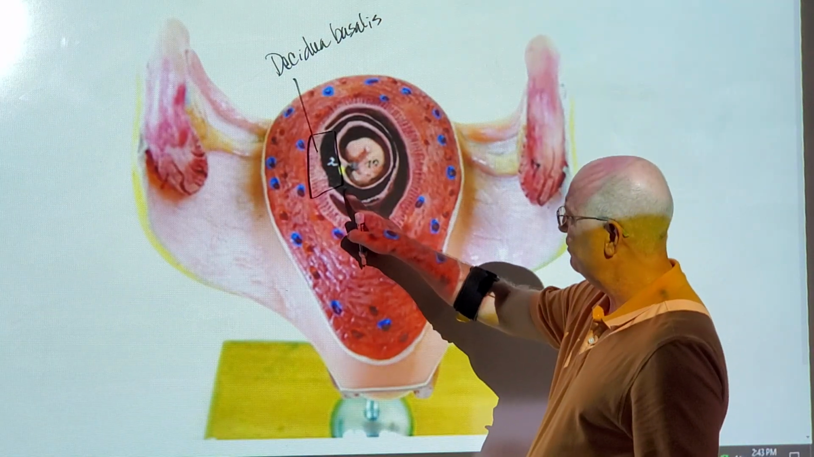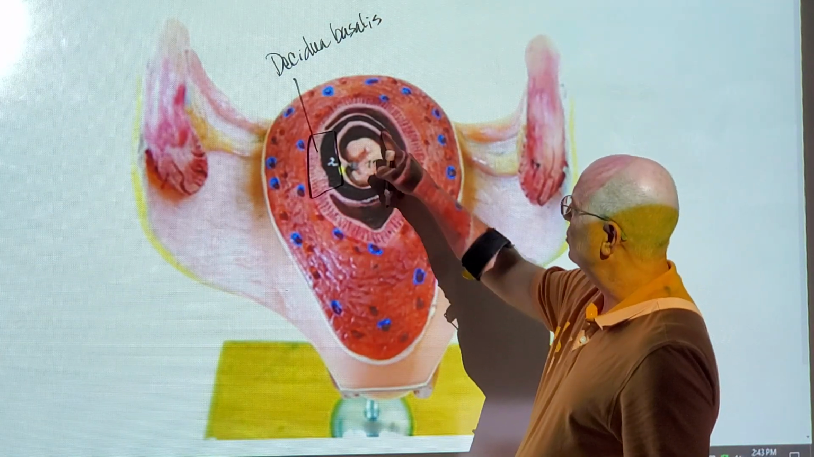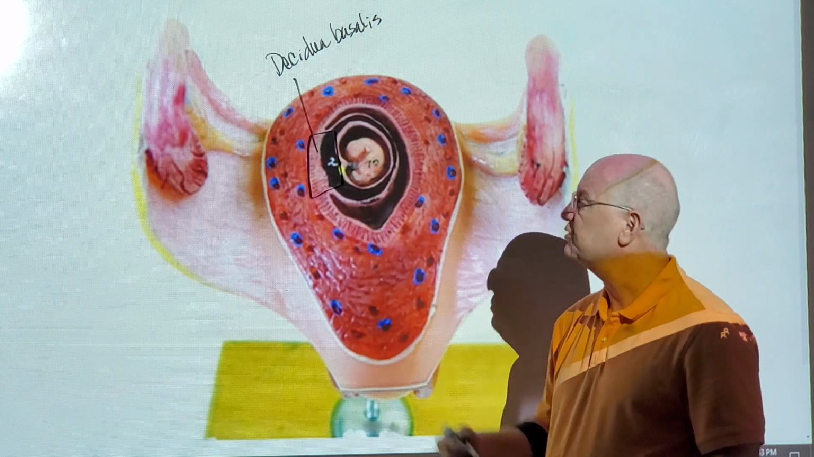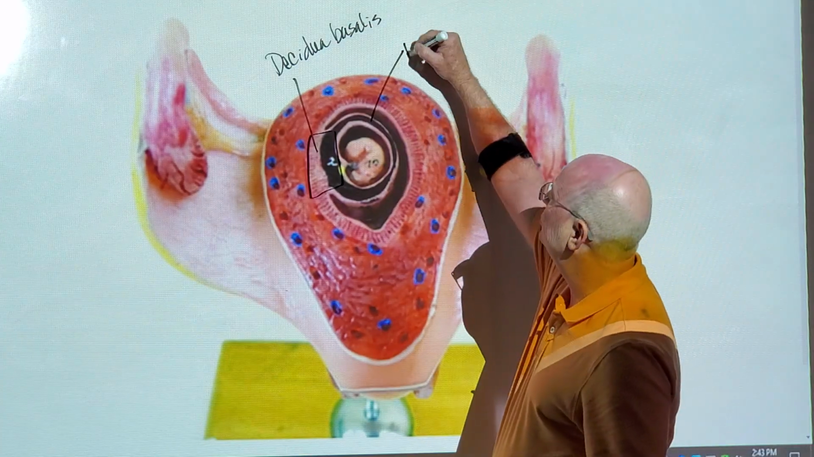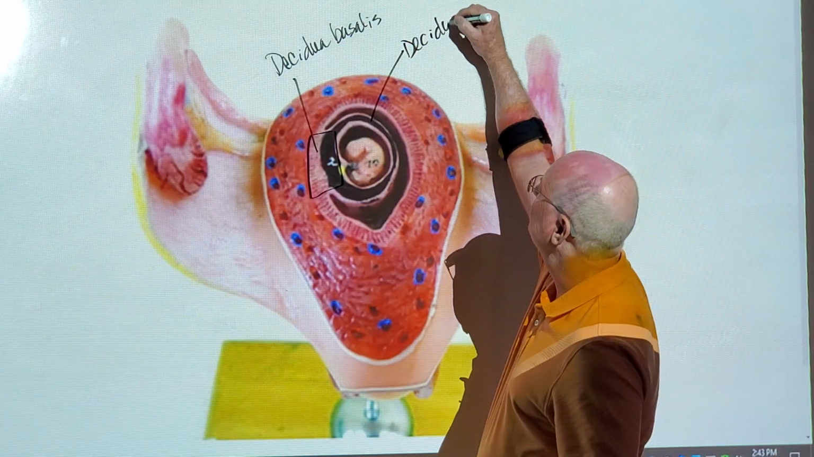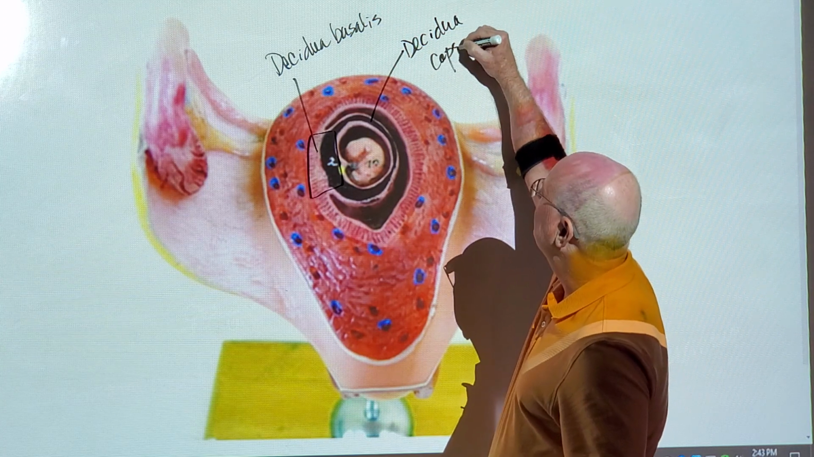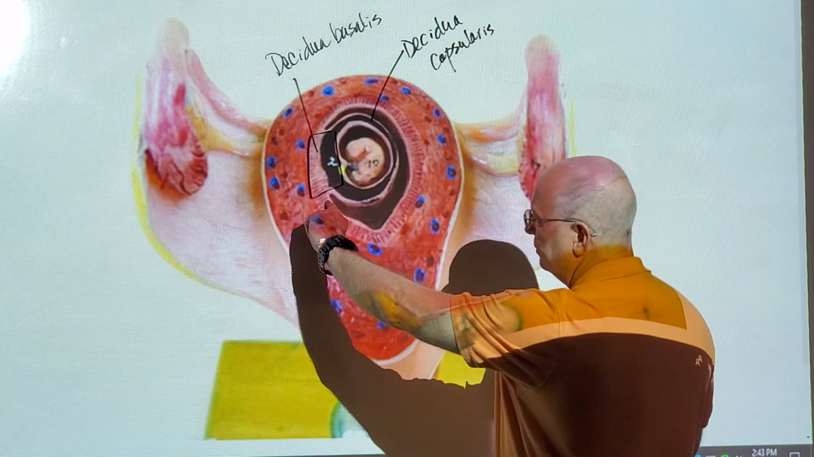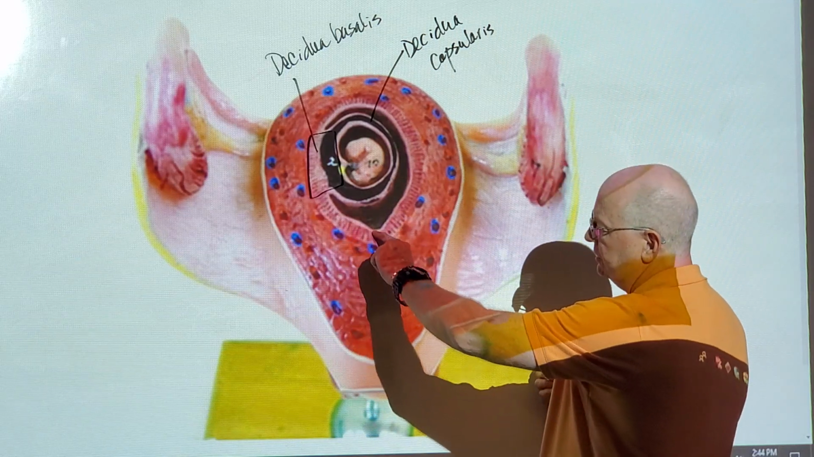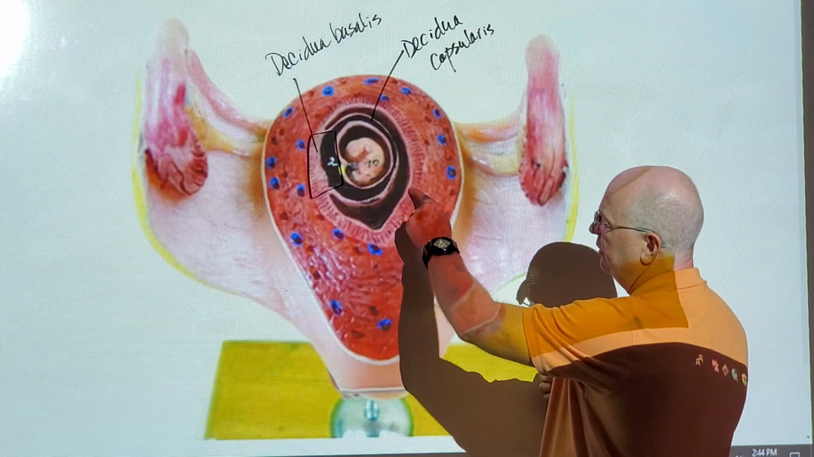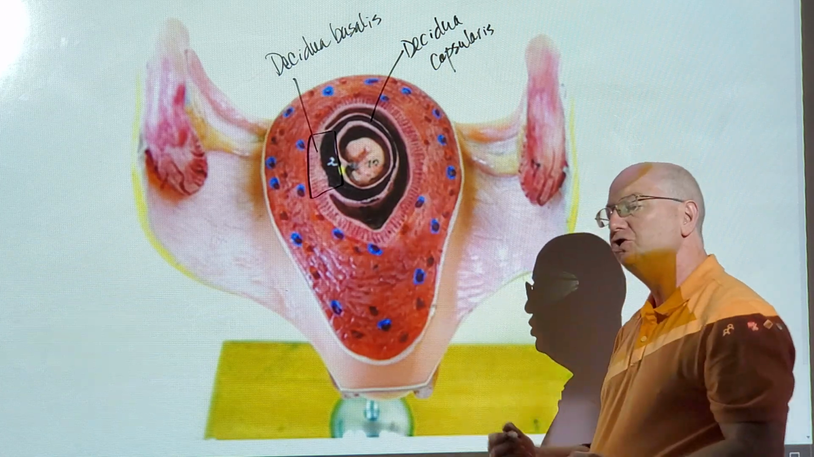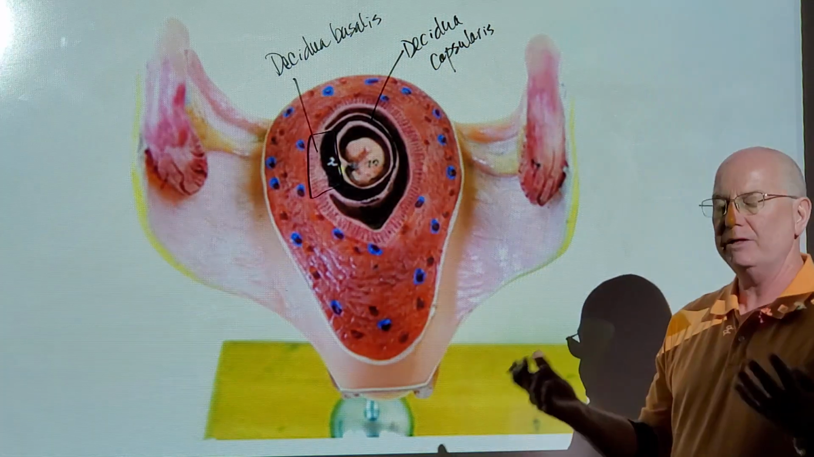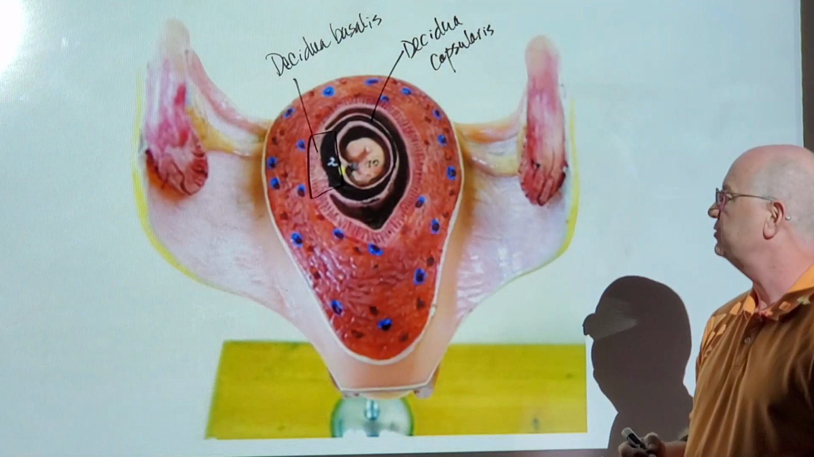Now the rest of this membrane here, the brown that wraps all the way around the embryo or encapsulates it, would be called the decidua capsularis. And finally, this little layer of tissue that just lines the inside of the endometrium all the way around here would be called the decidua parietalis. Parietal meaning outer wall, like the perimeter.